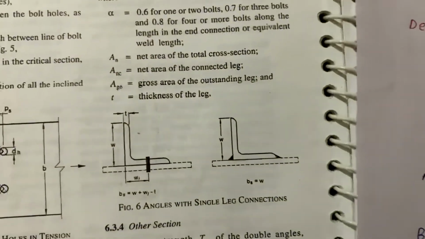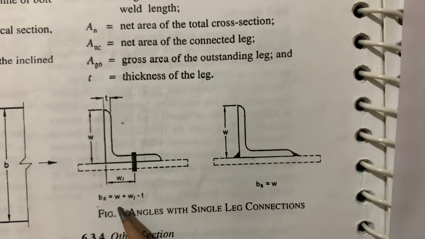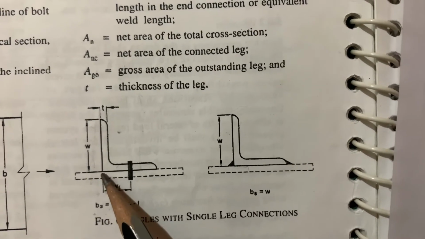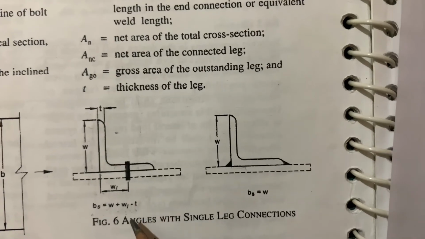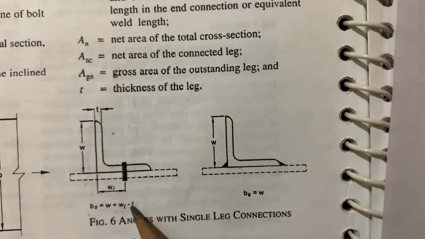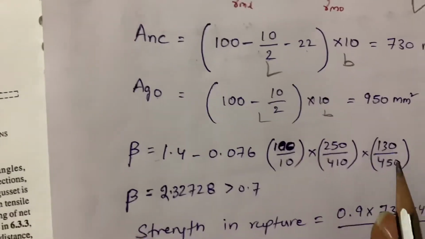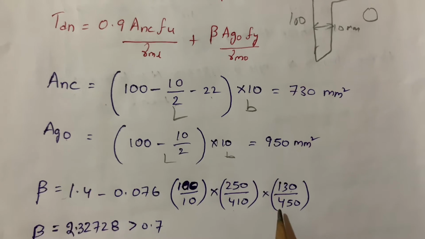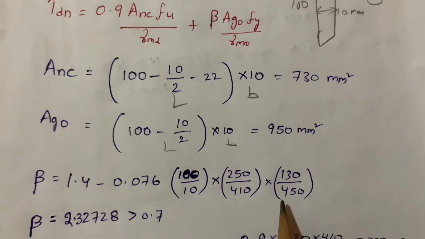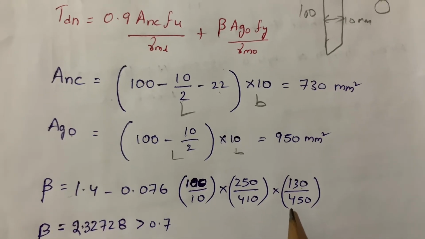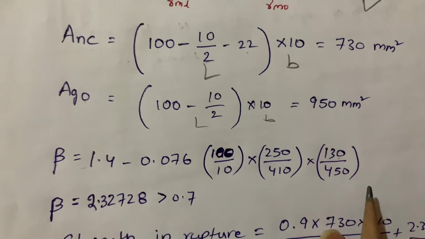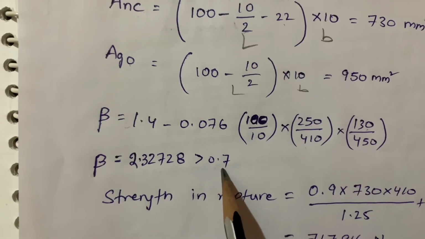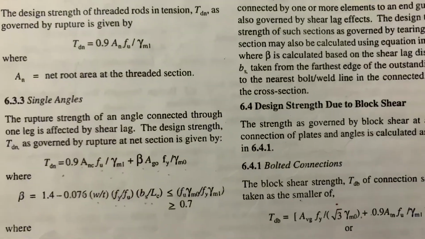So Bs is here, Bs equal to W plus Wi minus T. From here to here, that is from this end up to the connection portion, that is called Wi, minus T, the thickness. So that's why this Bs value is 130. Okay, like that I wrote all the values. And next, by T is LC, that is the length of the connection, already we calculated. After that I got 2.32728, greater than 0.7, which is specified in code. This is 0.7.